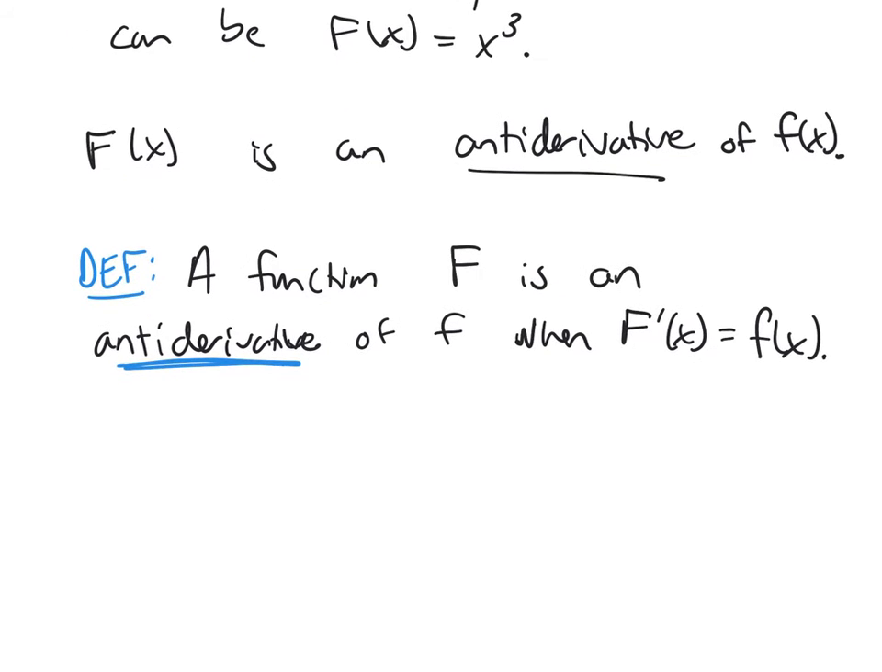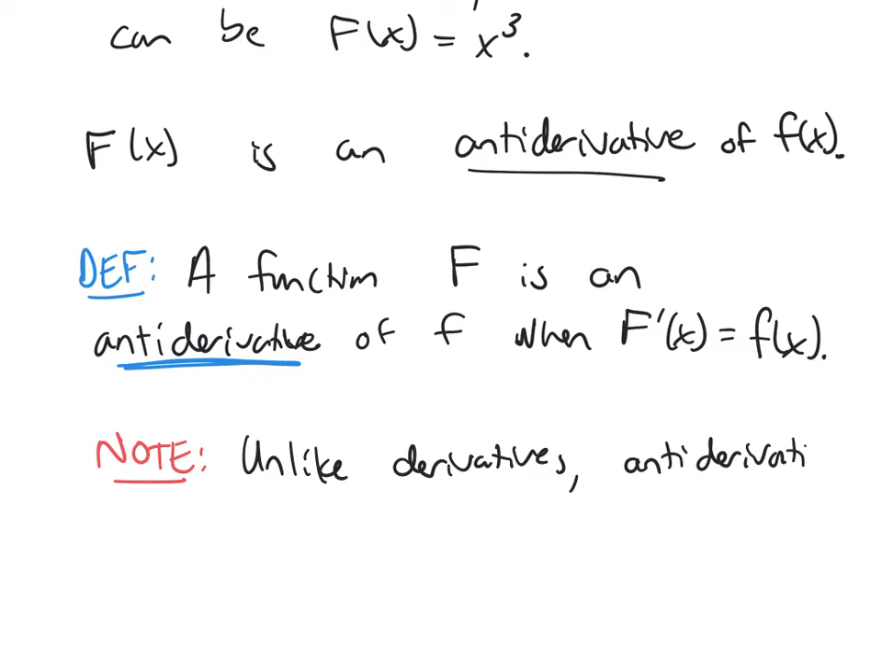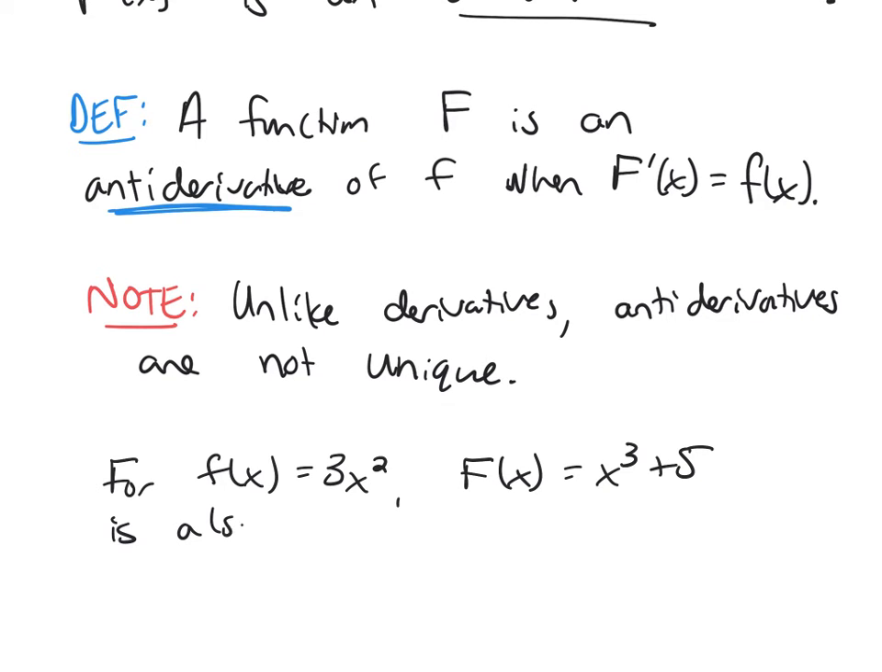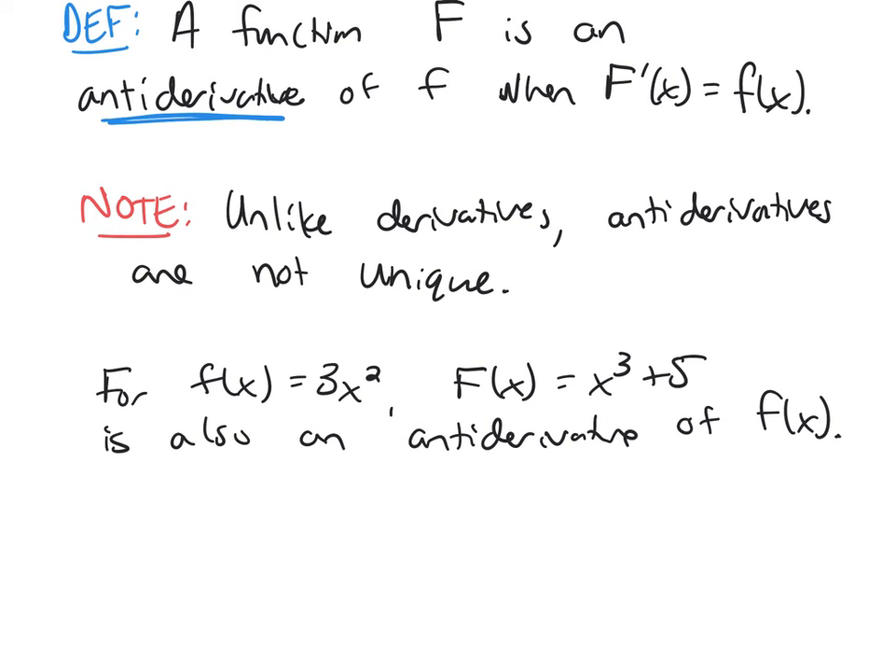So I do want to make one note here. Note that unlike derivatives, antiderivatives are not unique. So let me explain that a little bit by going back to our example for the function 3x squared. I could have also said my function capital F is x cubed plus 5. This is also an antiderivative of f of x. The derivative of x cubed plus 5 is also 3x squared.